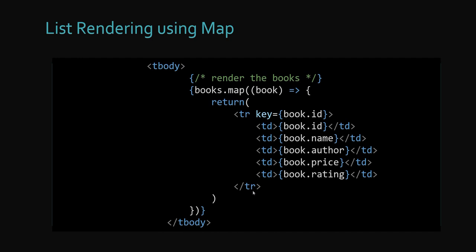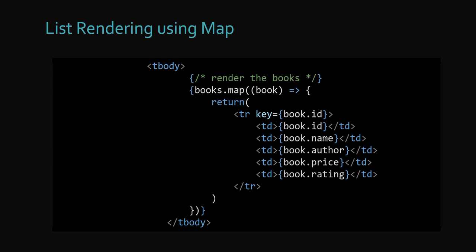Hi, let's discuss how to render a list in React.js. To render a list, we need to use a special method called map that is available on an array. We are going to demonstrate this example using a books array.